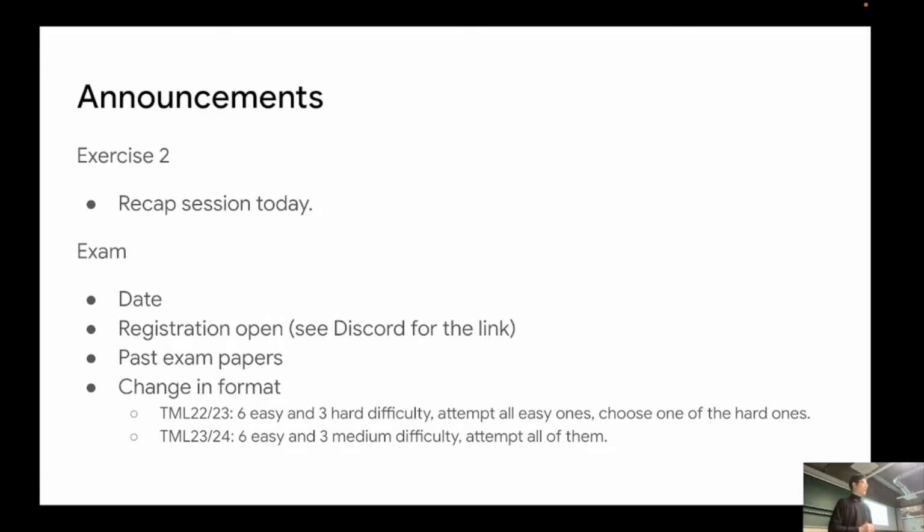There's a bit of change in format for the exam, so I wish to briefly talk about that. Last year, there were 6 easy questions and 3 hard questions, and you were recommended to choose one of the hard questions. But this year, we're going to have 6 easy questions and 3 medium-level questions, and the advice is to attempt all of them. Because last year, it was unclear whether people should actually try out all these questions or not, so we made it a little bit clearer this year, okay?